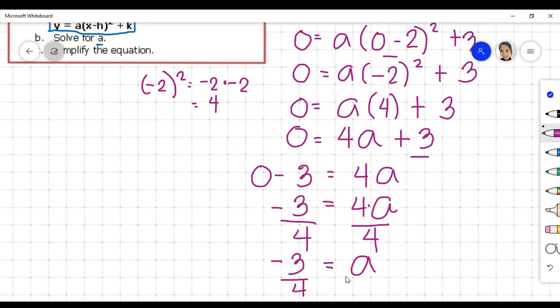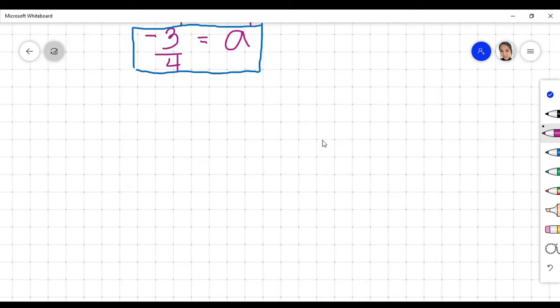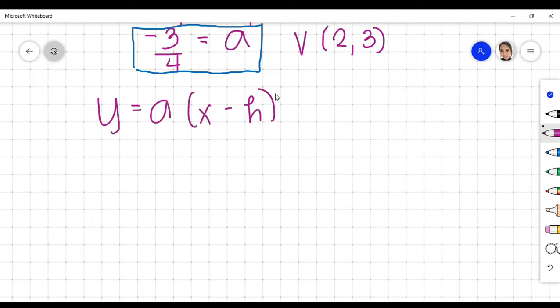So, wag nyo nang gawing decimal ito. So, as is, the fraction form is negative 3 over 4. That's the value of our a. So, wag matakot if fraction yung a natin. So, again, our a is negative 3 over 4. Yung vertex natin was positive 2 and 3. So, isa-substitute natin yung a at saka yung vertex dito pa rin sa y equals a times x minus h squared plus k. So, kanina yung x at saka y, sinubstitute natin dito.